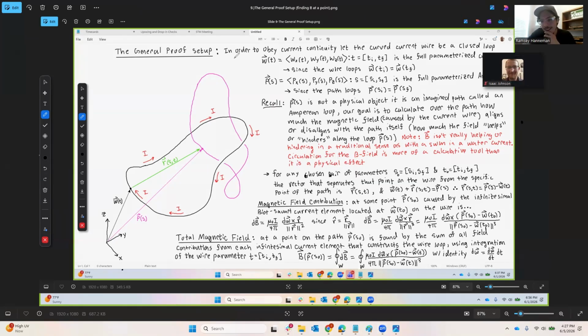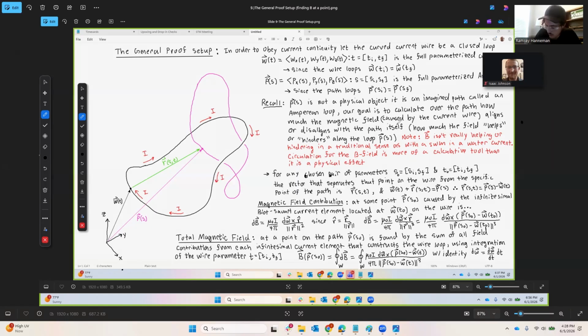All right. In order to obey current continuity, current can't be created or destroyed. It has to be transferred. We're going to restrict our proof to wires that are closed loops. In other words, whatever current wire we have needs to close in on itself. That way the current continuity can be upheld.